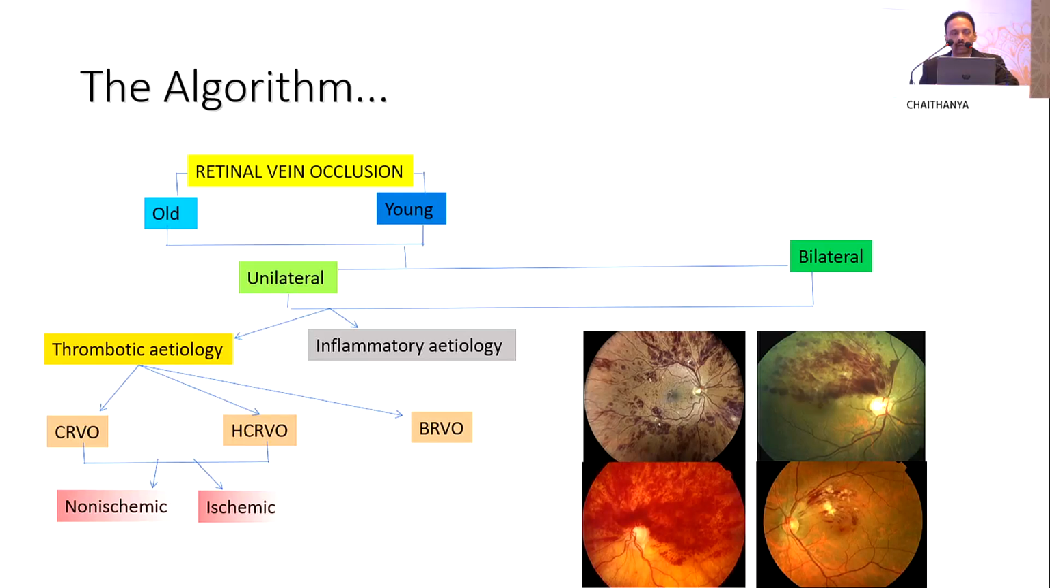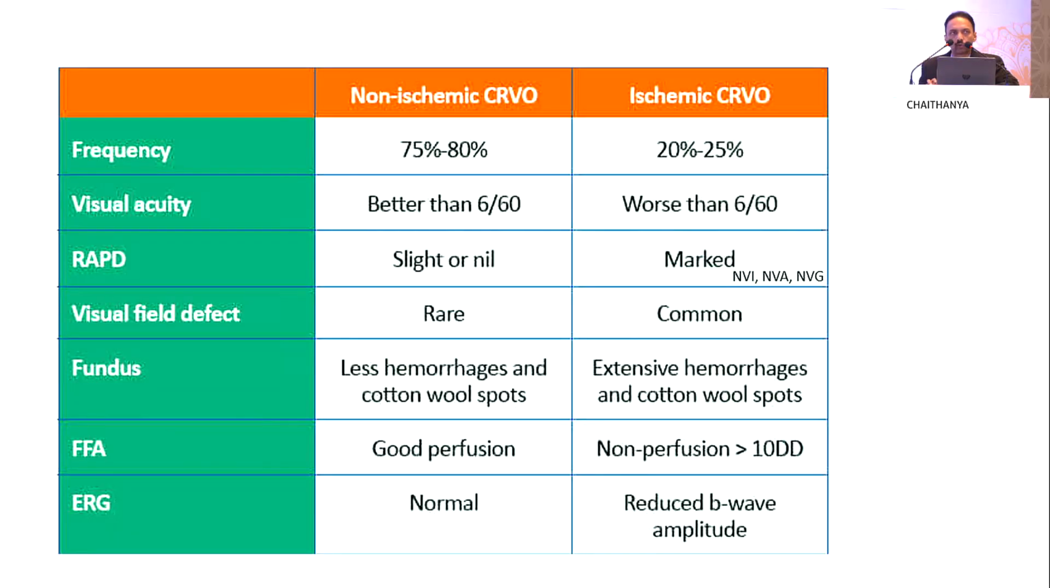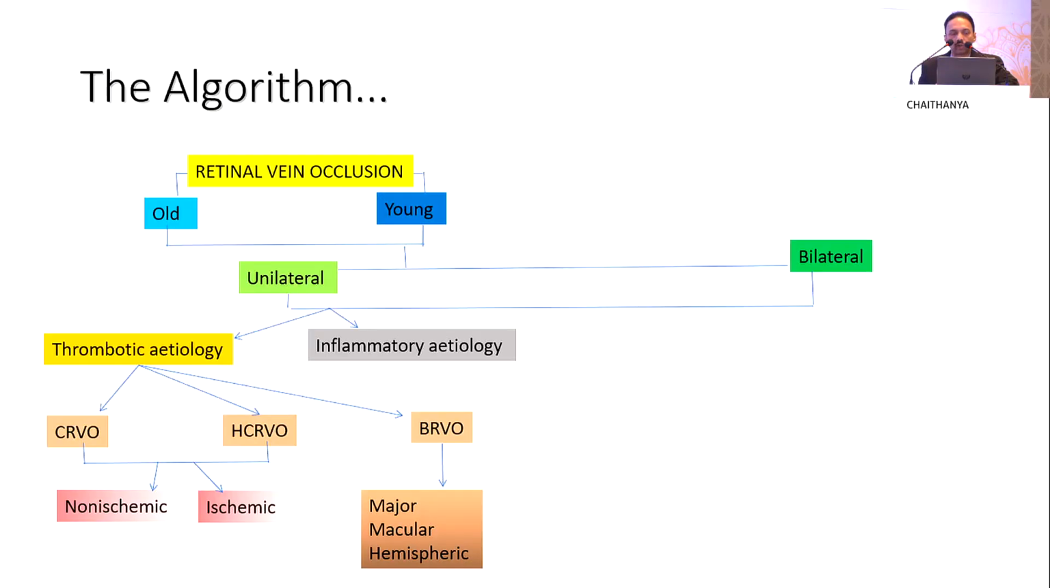HCRVO, hemicentral retinal vein occlusion, is considered part of CRVO because they share the same pathogenesis, prognosis, and treatment. Overall they are classified into non-ischemic and ischemic, and we also know how to differentiate them. Ischemic CRVOs typically have RAPD. If you take an FA in these patients, they have extensive CNP areas, and even on the ERG there is a reduced B wave amplitude. All this can help us differentiate between an ischemic and a non-ischemic CRVO.